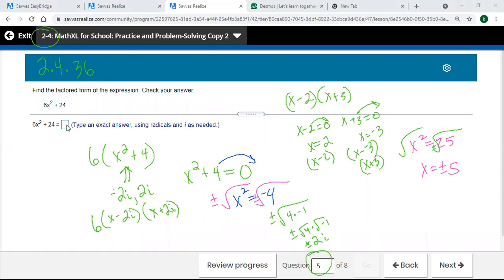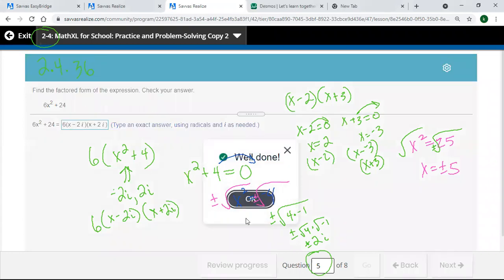Let's see what happens when we put it in there. So common factor of 6 was out in front. x minus, oops, x minus 2i and x plus 2i. And hopefully that helps you out so that you can figure out the problem that you run into.